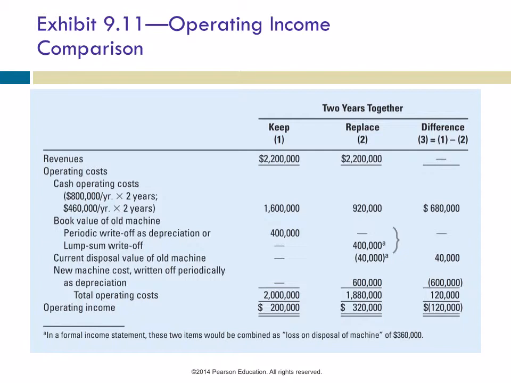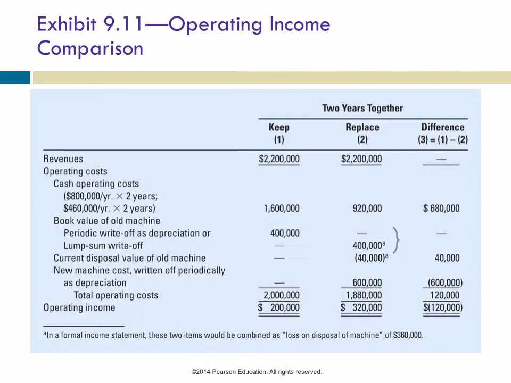But if you add, in this case, 2 years together, and the more years you clump together, the more pronounced effect this is going to have on the analysis. But so basically, revenues stay the same. Cash operating costs are significantly lower to operate the new equipment. And this is considering all of the maintenance costs and such for the old equipment.